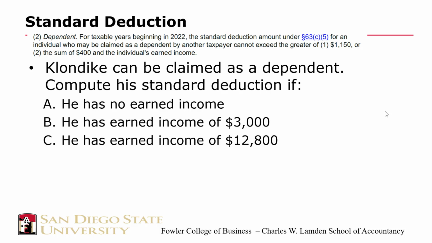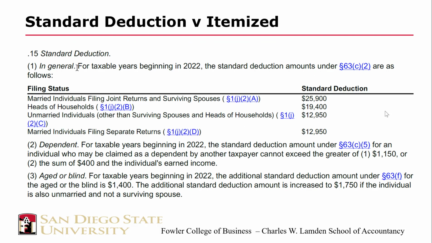Now let's look at the last version. So it's the greater of 1150 or the sum of 400 plus earned income. And now earned income is 12,800. So clearly 12,800 plus 400, that's 13,200. That's way more than 1150. But remember, as a single taxpayer, he's subject to that limit as well. Whoops, sorry. So a single taxpayer's maximum standard deduction is 12,950.